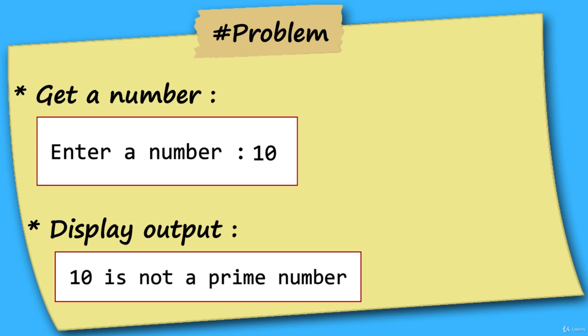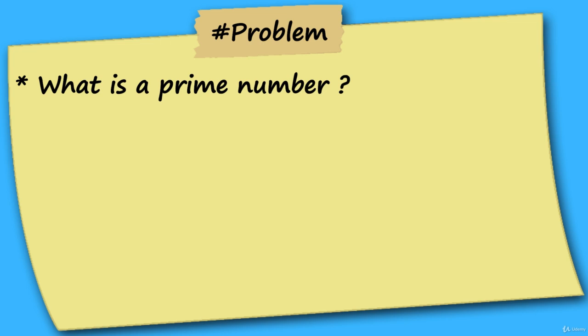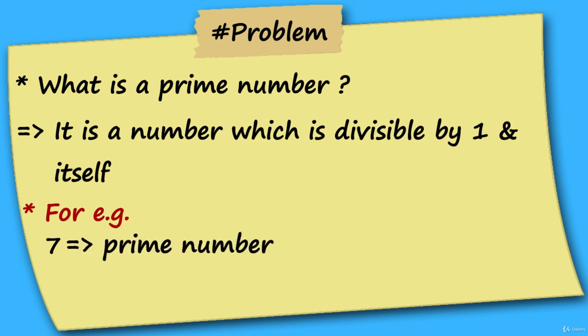Let's discuss the solution through logic and pseudocode first. First question is, what is a prime number? By definition, a prime number is a kind of number which is divisible by 1 and itself. Let's take an example of 7. 7 is a prime number. That is, it is divisible by 1 and 7. No other number can divide 7 other than 1 and 7 itself.